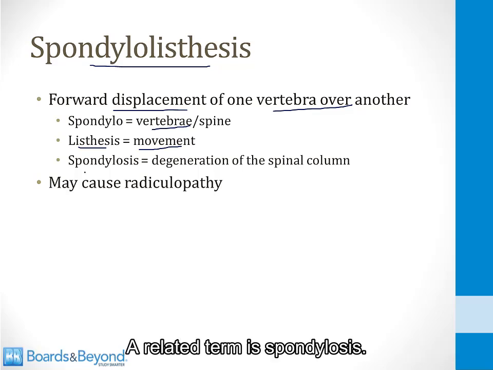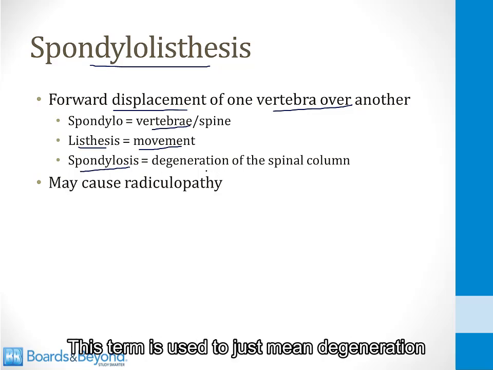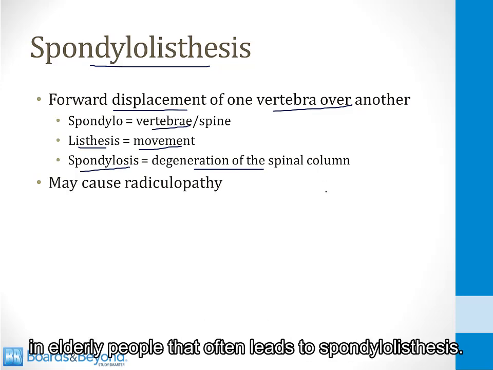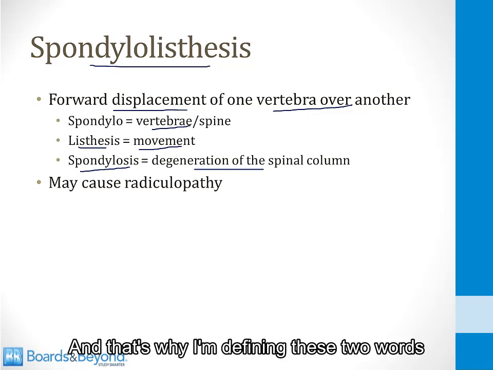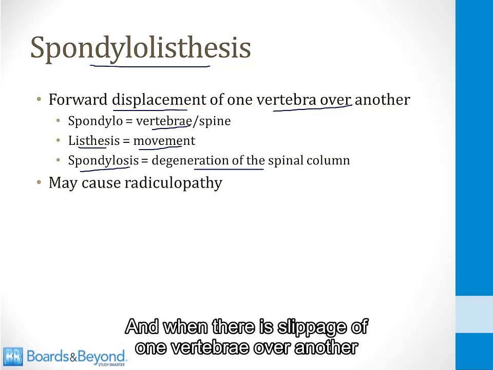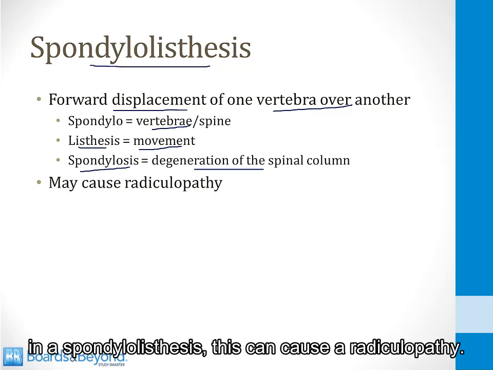A related term is spondylosis. This term is used to just mean degeneration of the spinal column. But when the spinal column degenerates in elderly people, that often leads to spondylolisthesis, and that's why I'm defining these two words for you now so you don't get confused. And when there is slippage of one vertebrae over another in a spondylolisthesis, this can cause a radiculopathy.